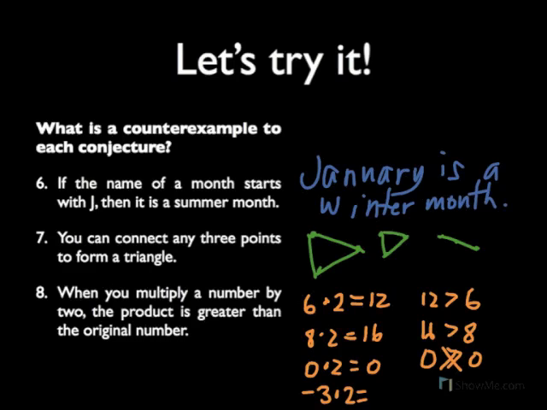Also, think about this, negative numbers. Negative 3 times 2 is negative 6. But negative 6 is less than negative 3. So negative numbers are also a counterexample to this one.